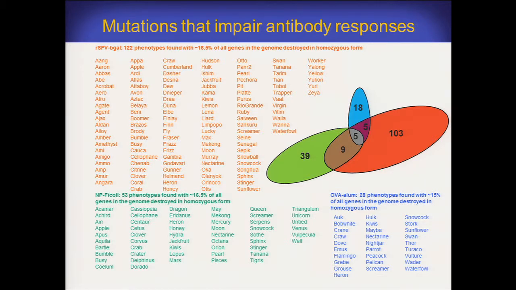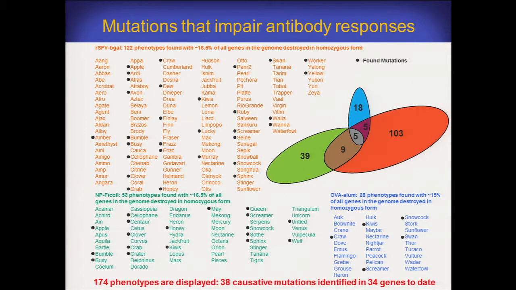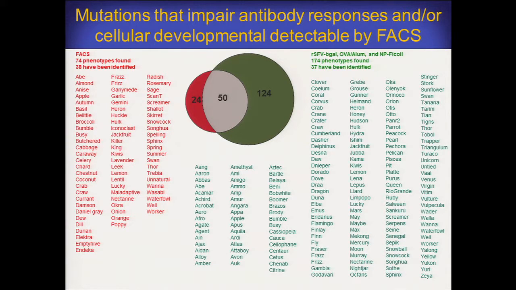Using a mixture of different techniques, and this has been something in progression, we've managed to track down quite a number of those mutations, and all the mutations found are illustrated by black dots. In all, we can say from this aspect of the screen, there are 174 phenotypes that we've found as of this week. 38 causative mutations were identified in 34 genes so far, and some of them are new and surprising, and some of them validate what's known.